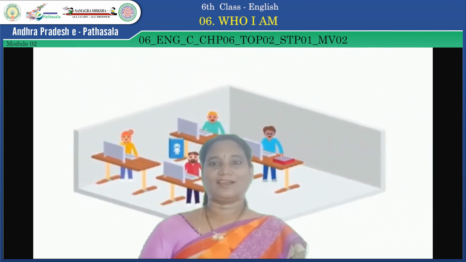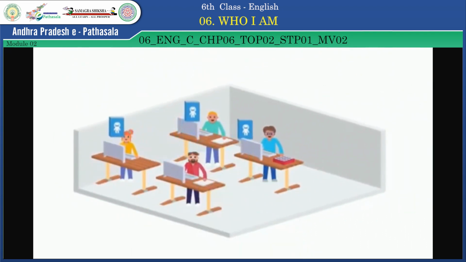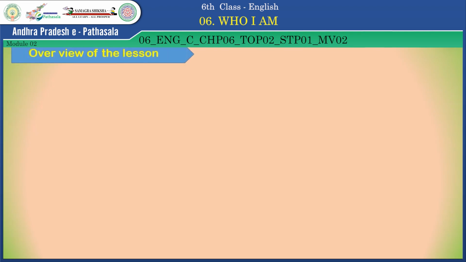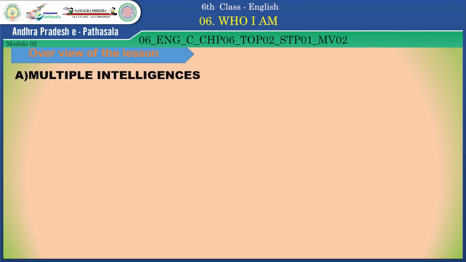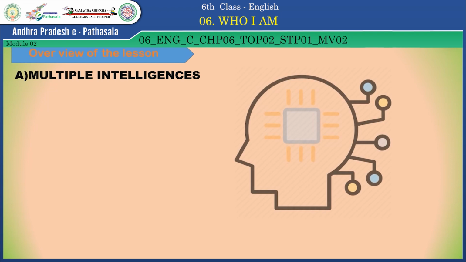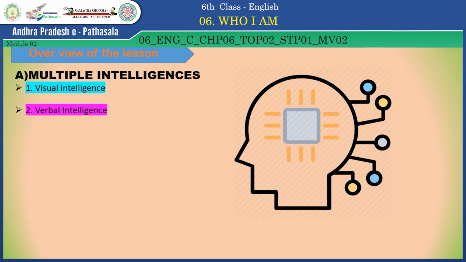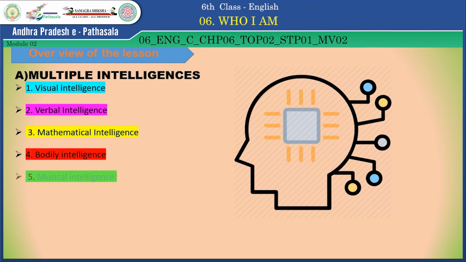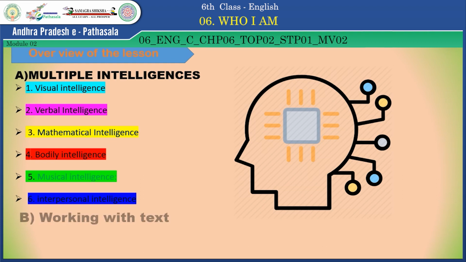Let's move to the overview of the lesson. A. Multiple intelligences. First one, visual intelligence. Second one, verbal intelligence. Third one, mathematical intelligence. Fourth one, bodily intelligence. Fifth one, musical intelligence. And sixth one, interpersonal intelligence.